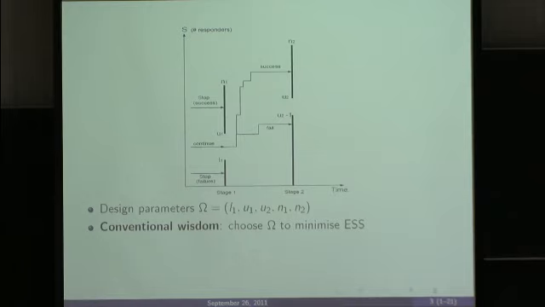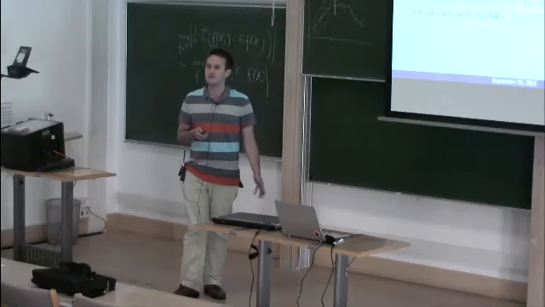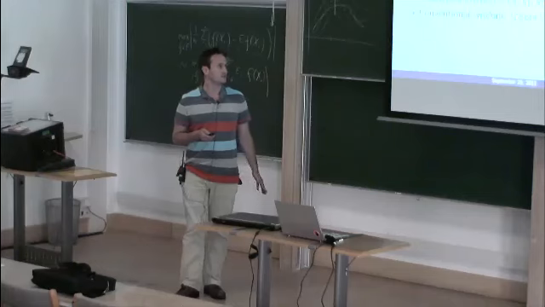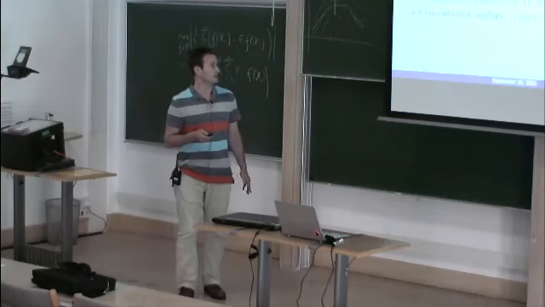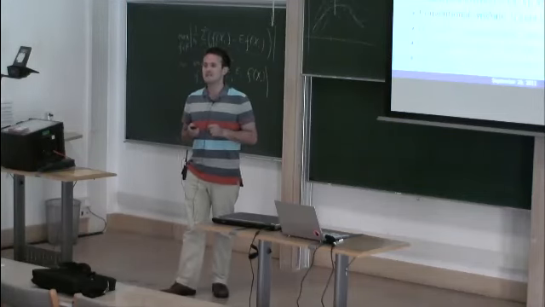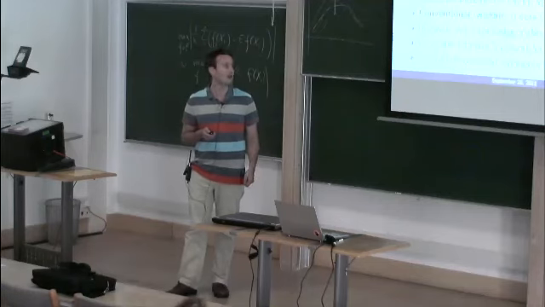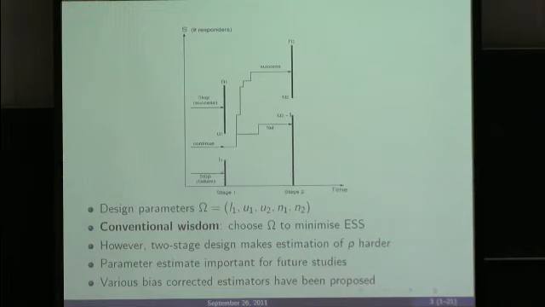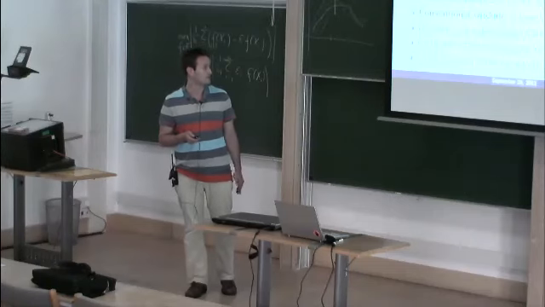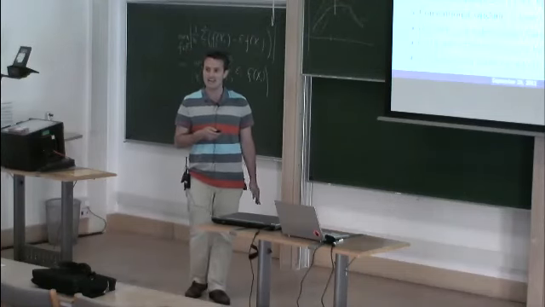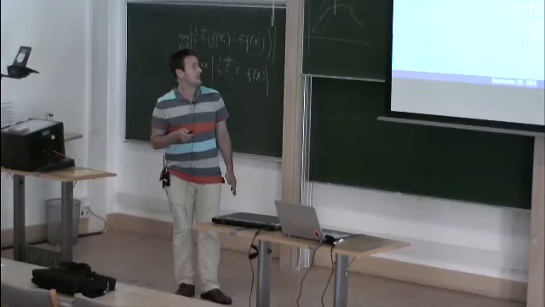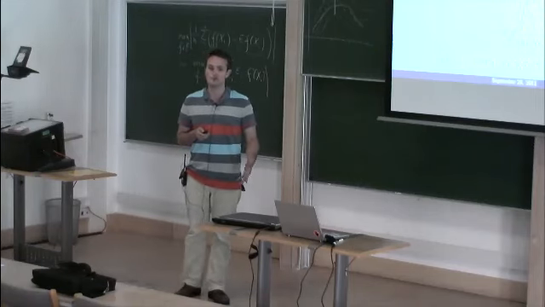And the conventional wisdom is to choose the design which minimizes the expected sample size, or maybe some function of the sample size, like a minimax solution. However, this design makes estimation of the response probability a bit harder. Specifically, it can induce a bit of bias into the estimate. And the parameter itself might be useful for future study, so planning a further trial if the trial is successful. And various bias-corrected estimates have been proposed. So I'm just going to mention a few of them without going into too many details.